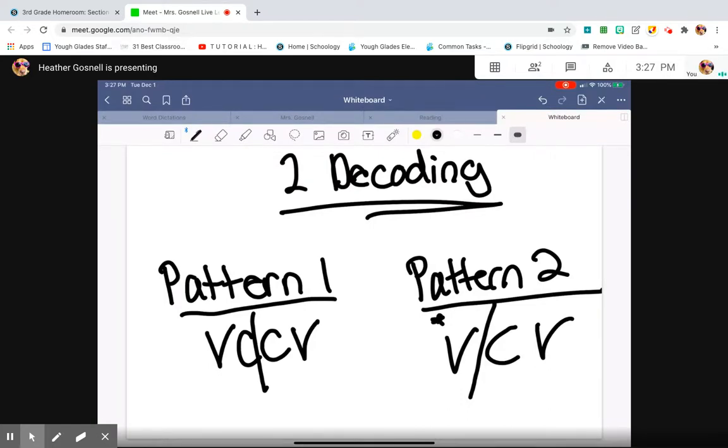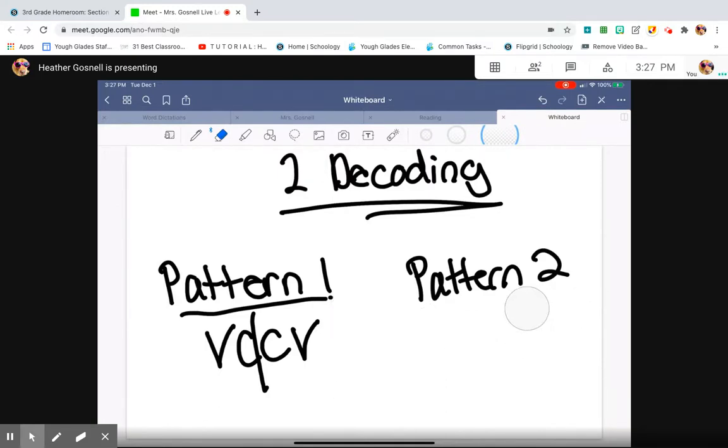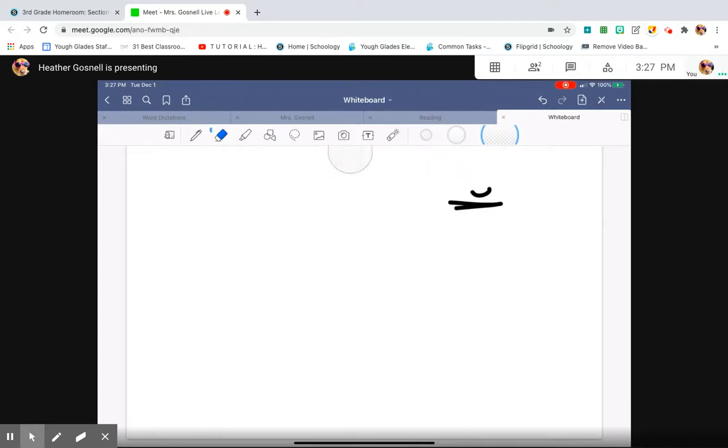For pattern number 1, however, that can be a little tricky. It depends. Sometimes we have a consonant here which shuts the door on that vowel. So it could be either open or closed. We have to see what's after that vowel to determine that. So let's go ahead and get to work. We're going to try to find those patterns.